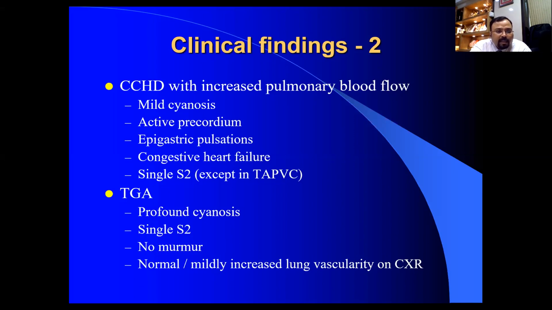There won't be any murmur in case of intact ventricular septum. And if VSD is present, then you will see an ejection systolic murmur in case of TGA. There will be normal pulmonary blood flow or mildly increased lung vascularity on chest X-ray, usually in the right upper zone.